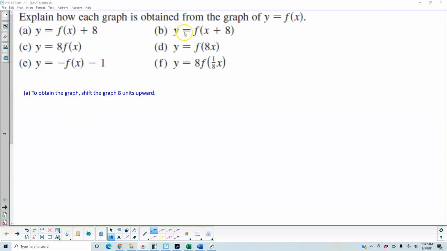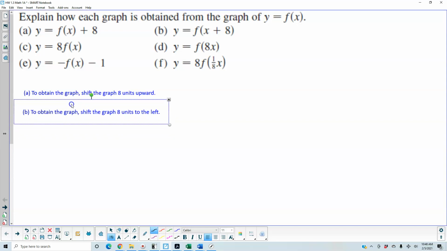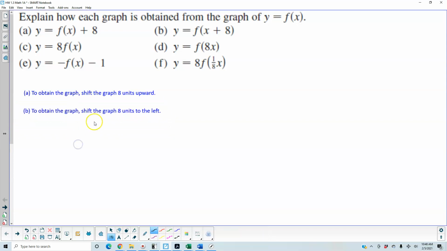Part B, we have y = f(x + 8). Now 8 is being added to the input, which means that we need to shift the graph to the left 8 units. So for part B, to obtain the graph, we're going to shift the graph 8 units to the left.